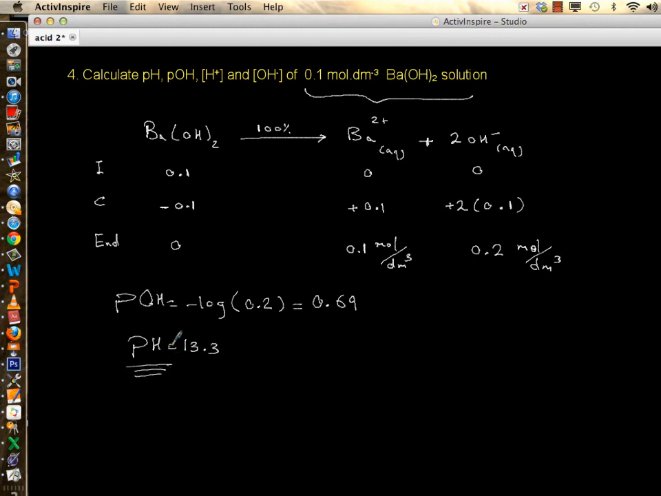So slightly stronger than sodium hydroxide of the same concentration. Be able to write net ionic equations. If you are challenged on hydrogen concentration, it's 10 raised to negative 13.3, but crunch it in your calculator and write it with some decent significant figures, of course, mole per decimeter cube.